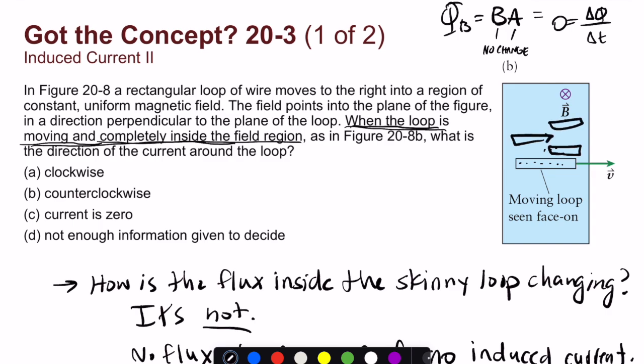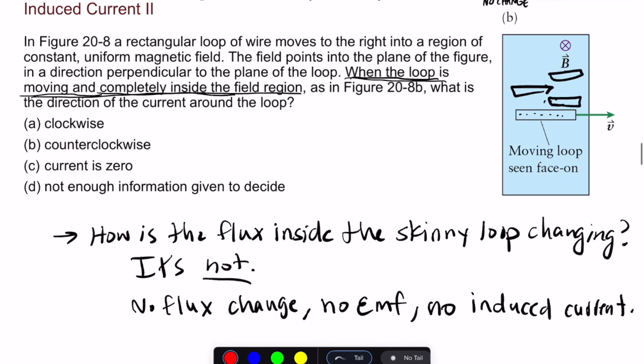What's happening to the flux? Is B changing? No, it's not. Is the area in the field changing? No, it's not. So there is no flux change at all. And therefore, if there is no flux change, then there is no EMF. And if there is no EMF, then there is no induced current. Current is 0.